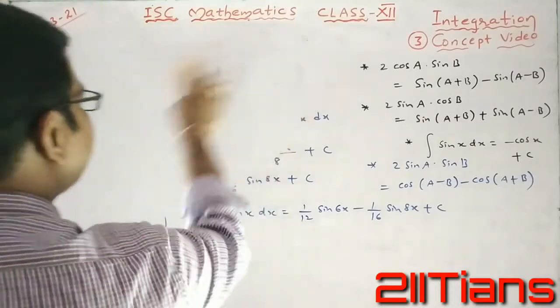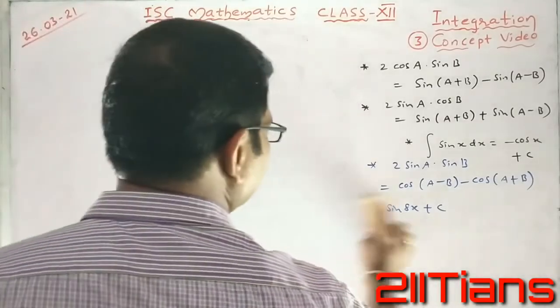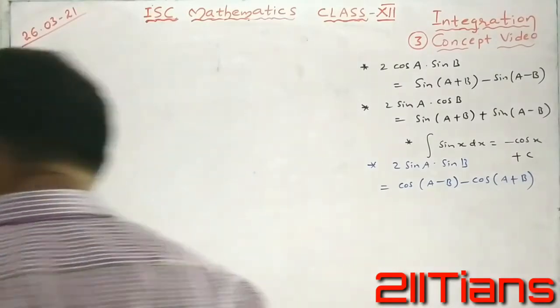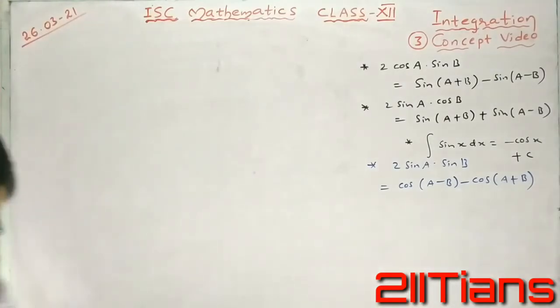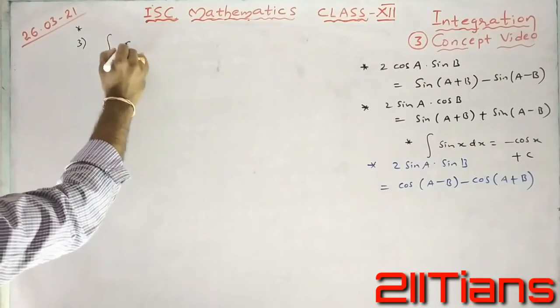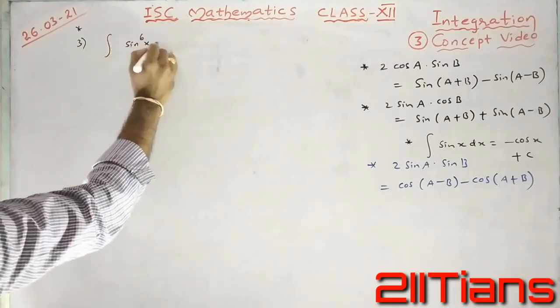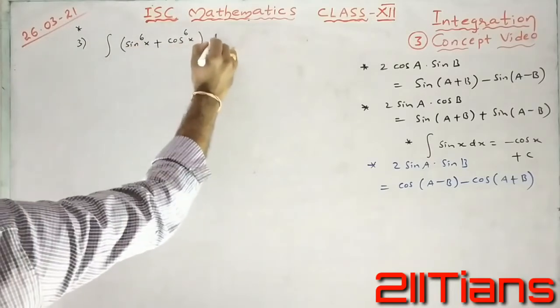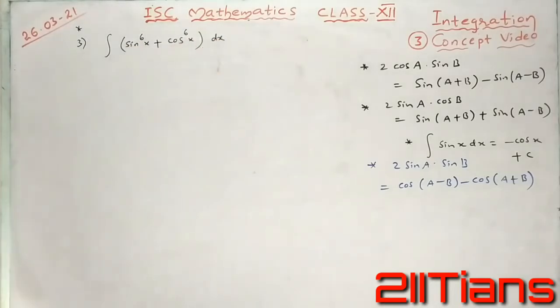One more example. One more example we will see. Integral sin power 6x plus cos power 6x dx. Okay? Very interesting problem.